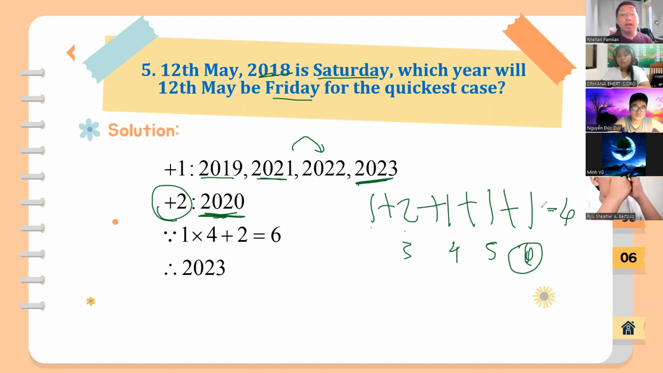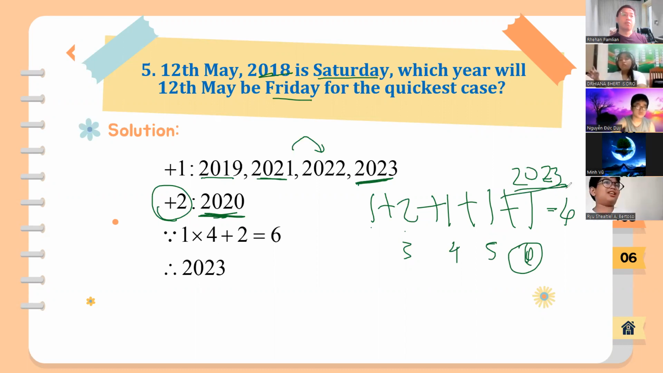Now, after knowing that this stop here, okay, this particular stop here is what date? 2023. Okay. So by next year, 2023 of May 12, that's gonna be Friday. Okay, guys. So did you understand the problem? Okay, great. So let's proceed to the next one.